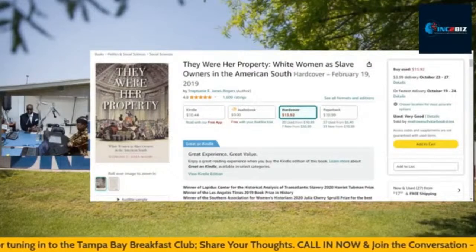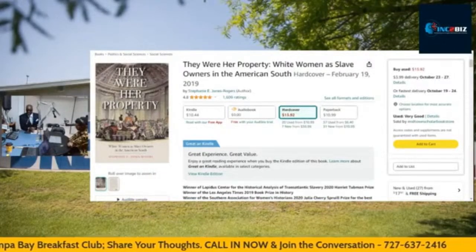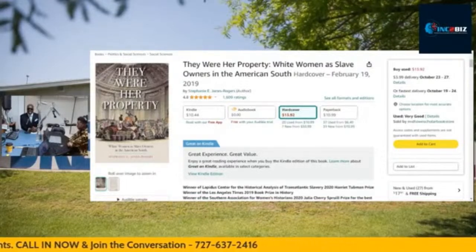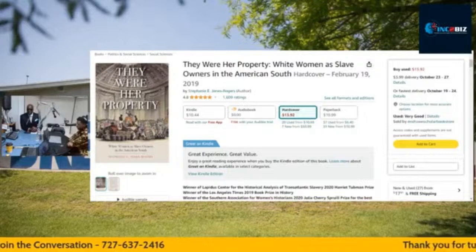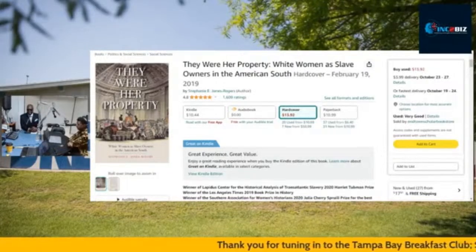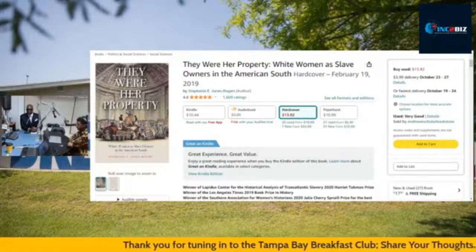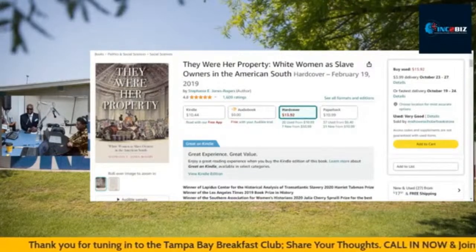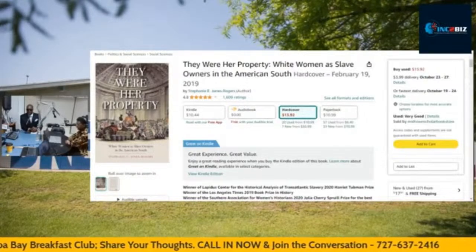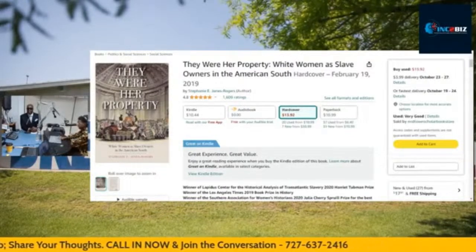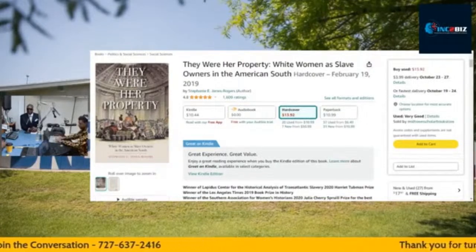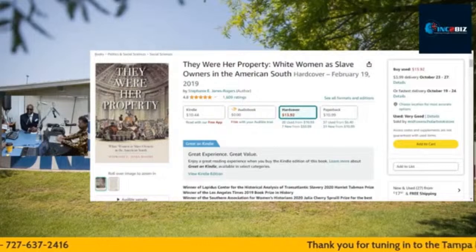In fact, what this book, They Were Her Property, does is it places white women in their rightful role as not just the procurers of enslaved African people, but as people who profited heavily and developed generational wealth from the enslavement of African people, not just as the wives of white slave owning men, but as actual major slave owners themselves.